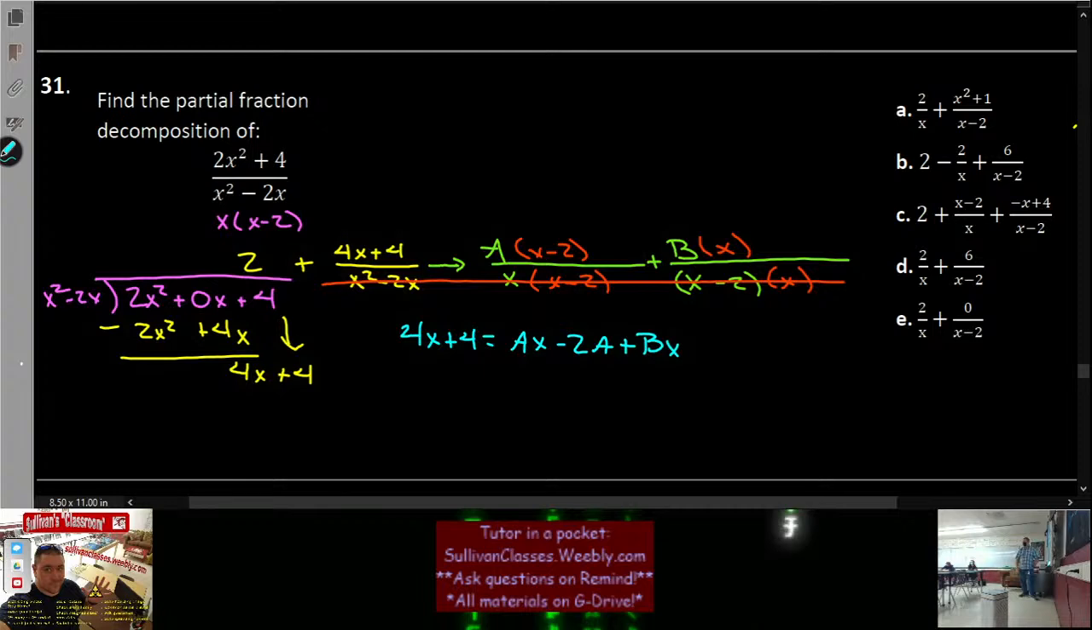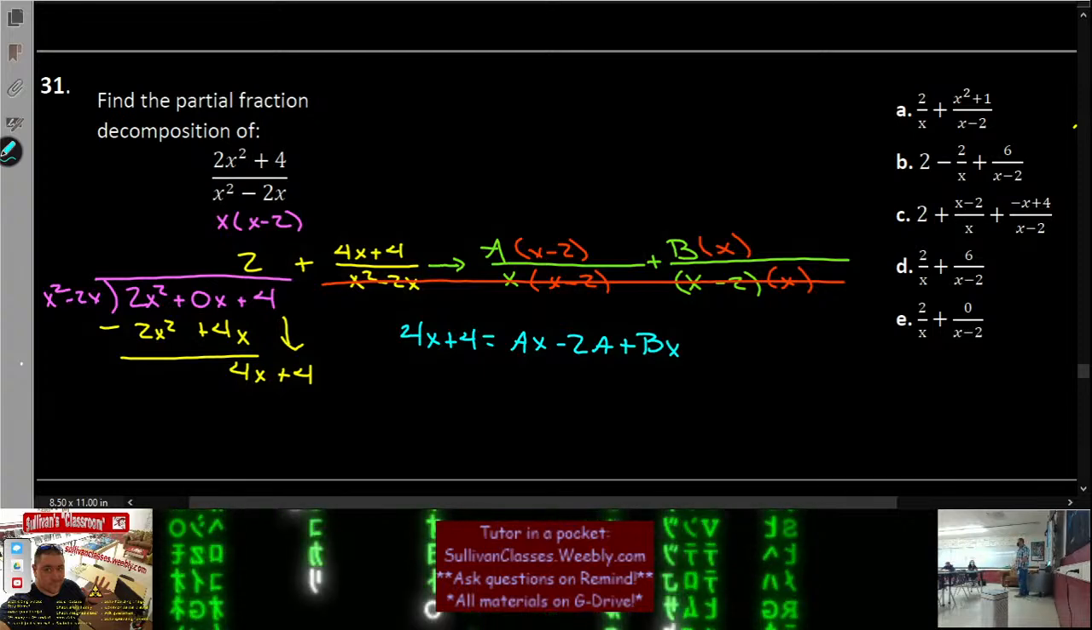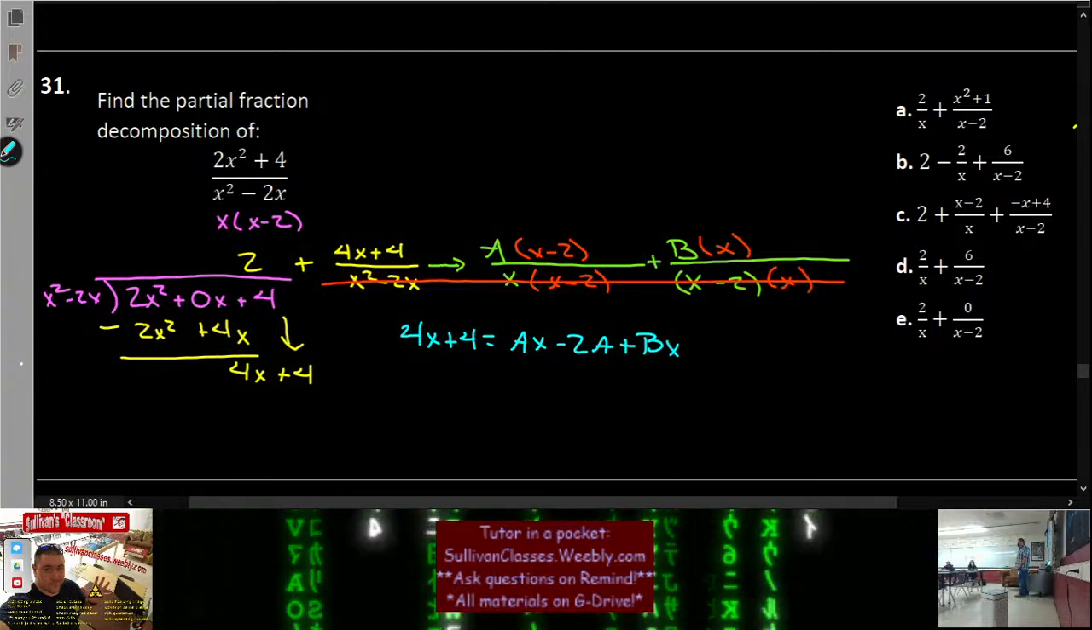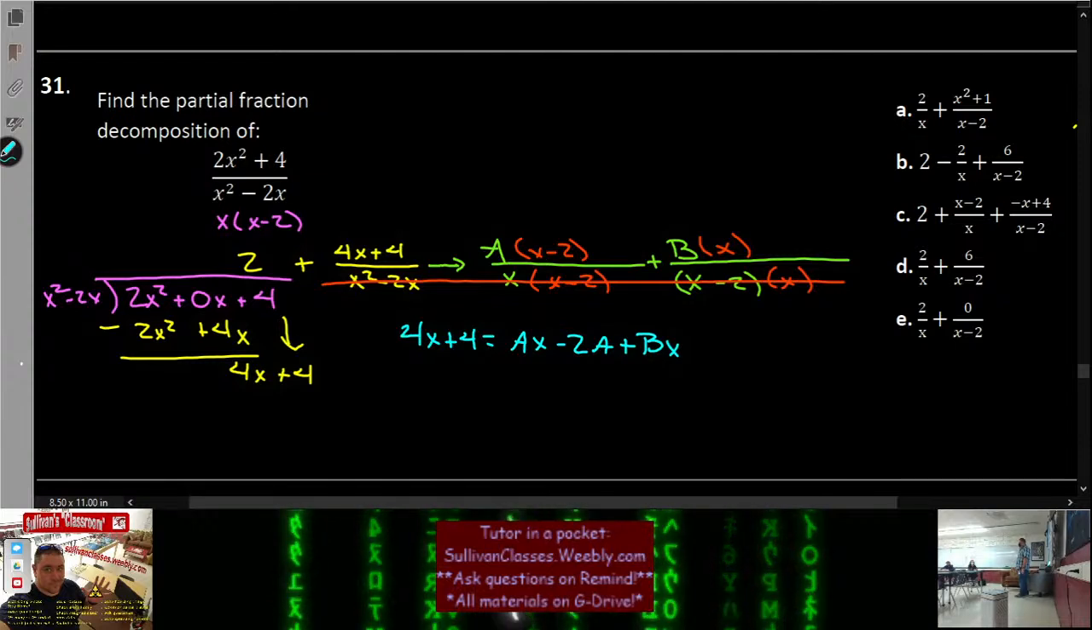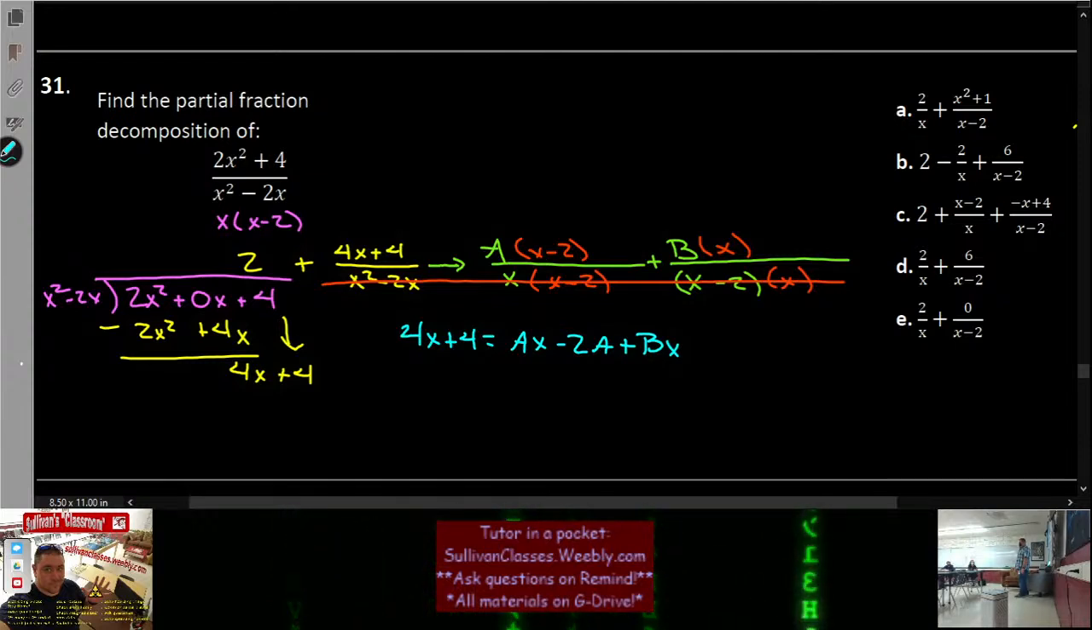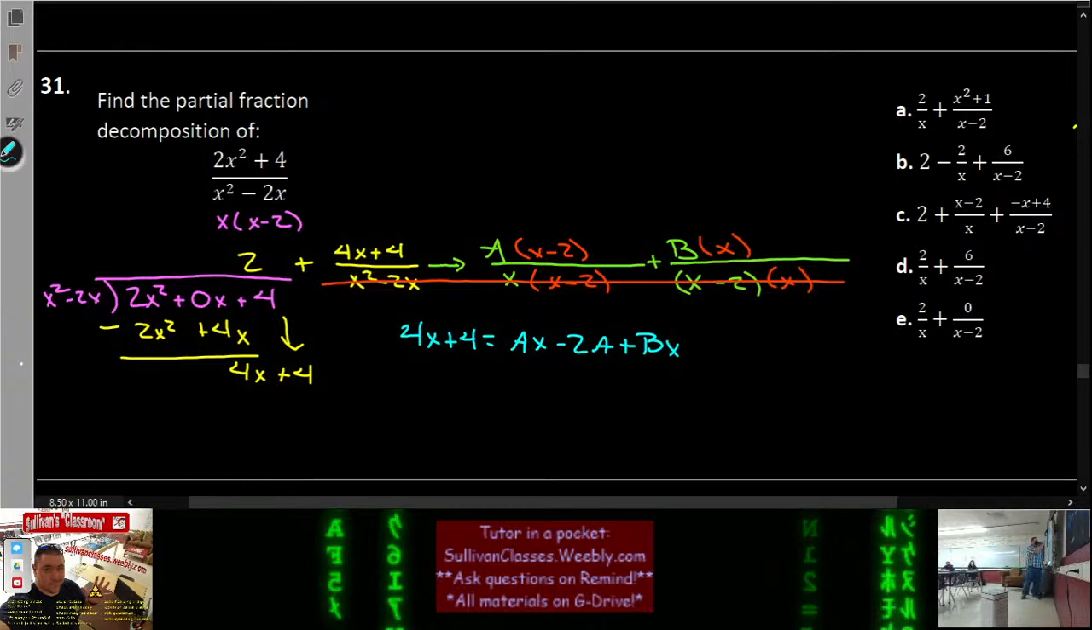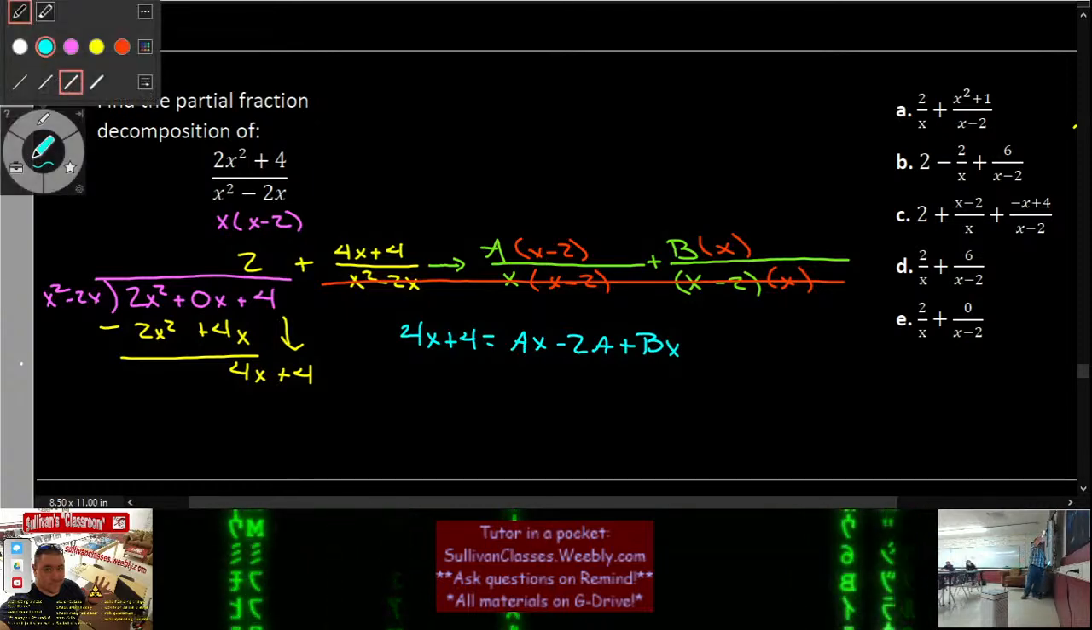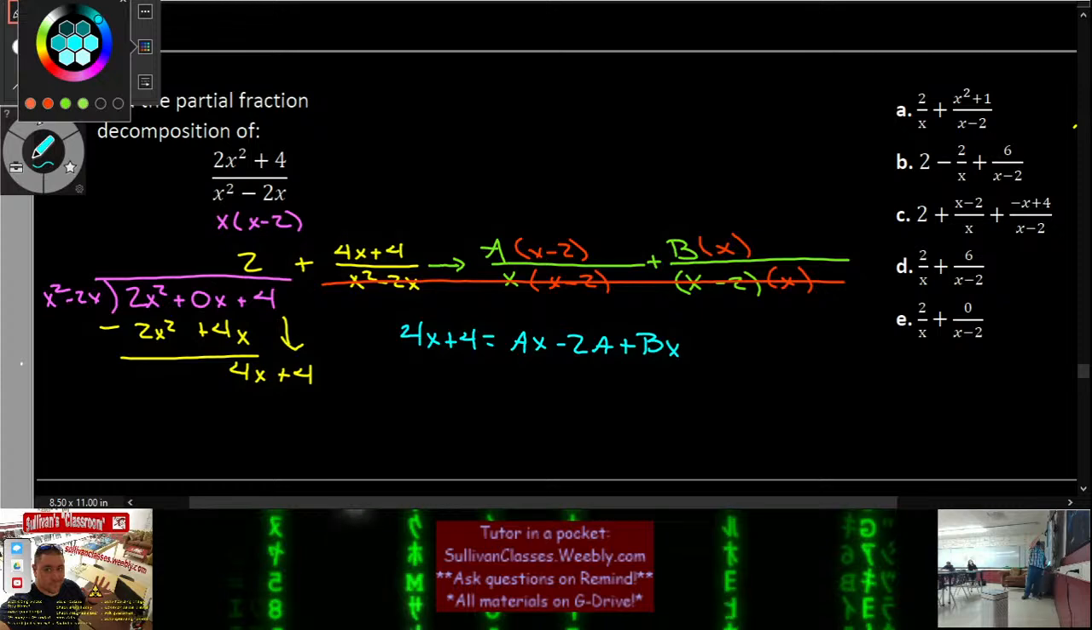How does that get me my partial fraction? How does that get me a and b? There's too many variables up here. You make a system. You match them. Do I have enough things here?